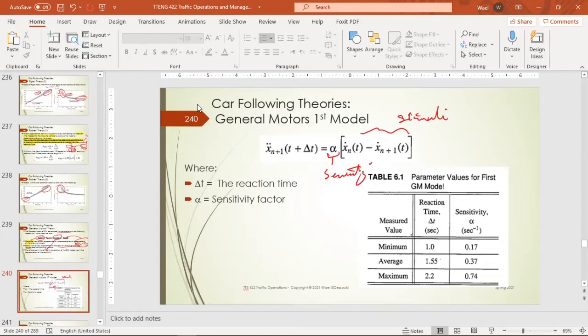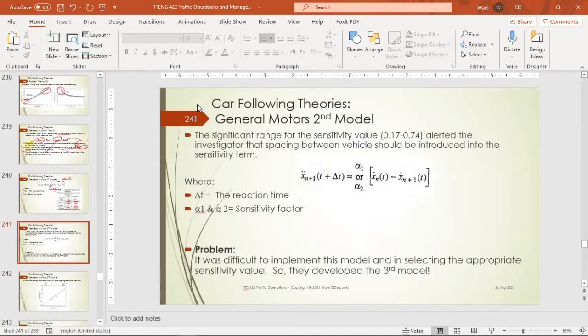Okay? Based on field results, they found that the minimum reaction time was 1 second, the maximum was 2.2, and the sensitivity was between 0.17 and 0.74. Okay? So now they proceeded with this model, and they came up with this second model. And they said we have either alpha 1 or alpha 2, because it's 0.17. So, and it's up to the user to change.